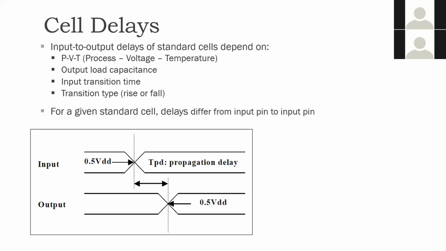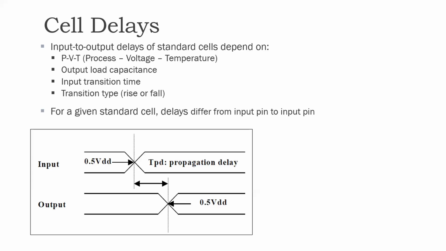And then what may not be obvious is that the delay also depends on the type of transition. Is it a rise or a fall transition? So for example, in an inverter, if the input rises, the output falls. You'll have a certain delay for that. But if the input falls and the output rises, that delay need not be the same, it could be different. So the type of transition, whether it's a rise transition or a fall transition at the output, you will have different delays for that.